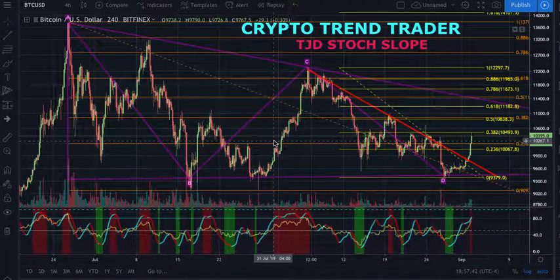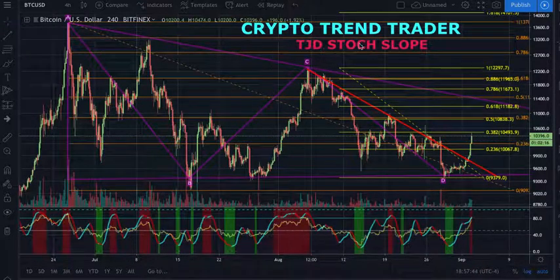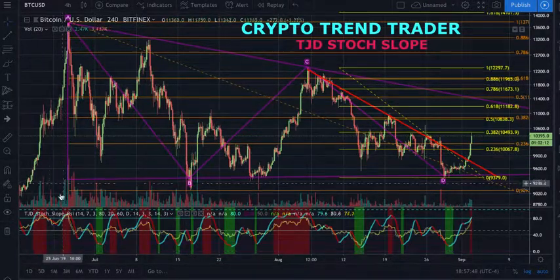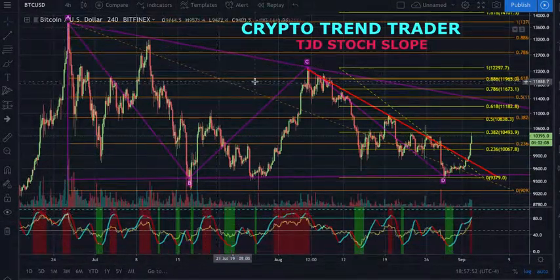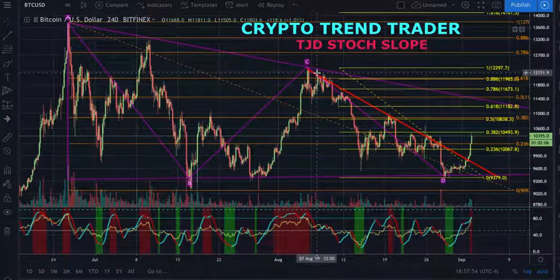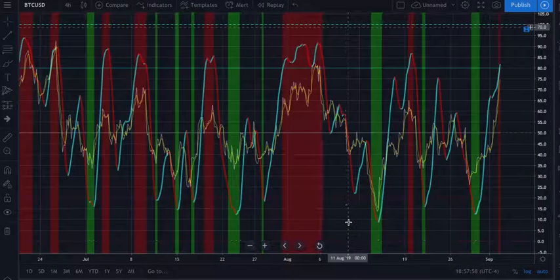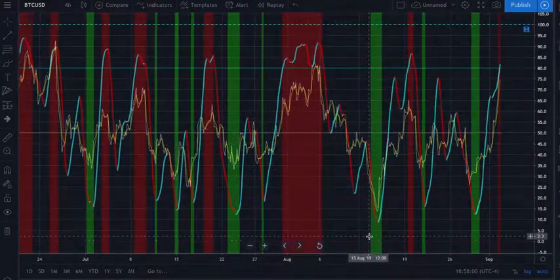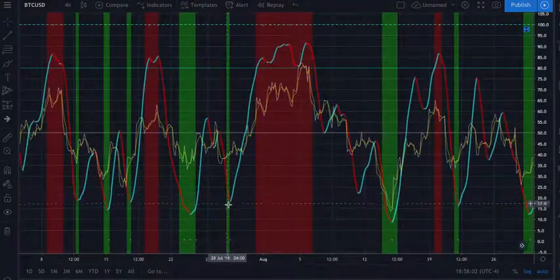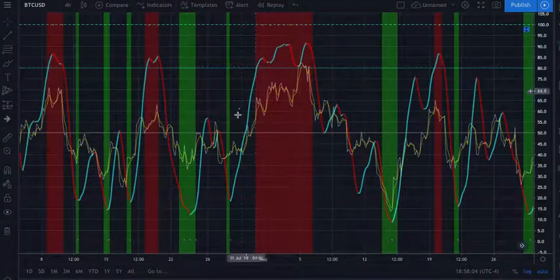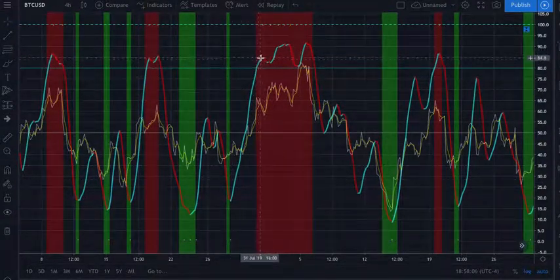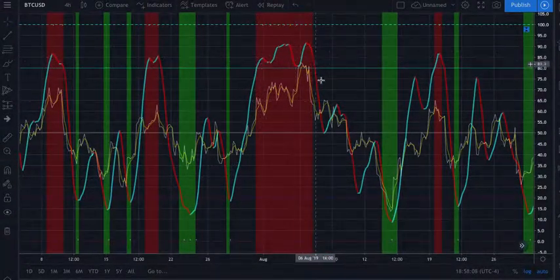Here we're looking at the TJD Stoch Slope, and you can find that on TradingView. It is a free indicator. You can see it right down here, and essentially what this does is it's taking the stochastic and combining the two lines that you would normally have in the stochastic into a single line, and the single line will either turn blue when it's in an uptrend, it will turn red when it's in a downtrend.